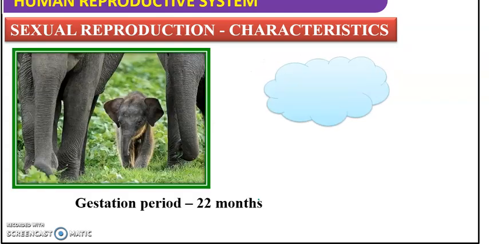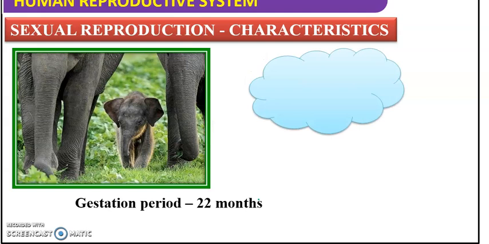Now, as we have discussed, sexual reproduction is a complex process. It is a very slow process. In fact, there are organisms like our elephant. It's a cute little baby elephant, right? Well, for that cute little baby elephant to come, the poor mother elephant has to undergo a gestation period of 22 months. That's almost 2 years. Yep, it's a laborious process.